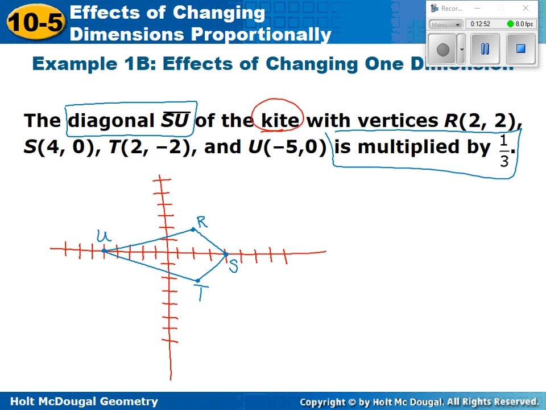Again, how many dimensions did we change here? Just one, right? Just one diagonal. And over here, we only changed one, the height, right? So we changed one dimension here. It had the same impact on the area. We changed one dimension here. It had the same impact on the area. Does everybody see that?